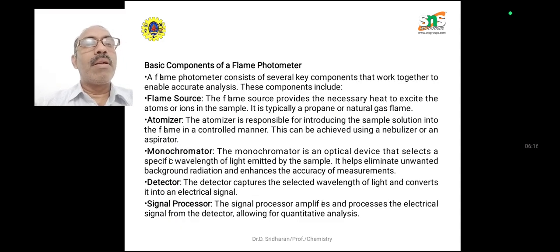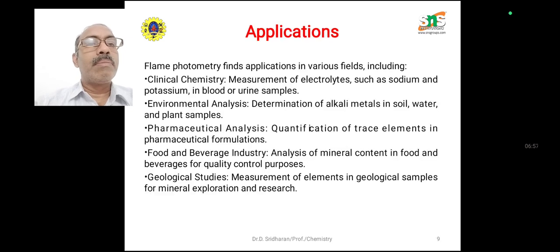The basic components of a flame photometer: the flame source, which provides heat to excite the atoms or ions in the sample. It is typically a propane or natural gas flame. Then the atomizer, then the monochromator for selection of the particular wavelength, which allows it to pass to the detector and signal processor. So similar to AAS, here also the monochromator, detector, and signal processor come in all spectroscopy techniques.